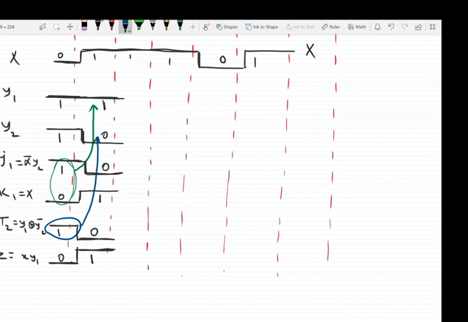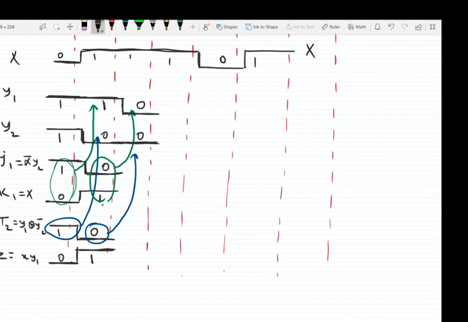Now again, using these two values, let me change the color to green. Using these two values, we determine the next state of Y1. Okay, so it's 0, 1. 0, 1 means reset, so Y1 will be reset to 0. What about Y2? Y2 is determined by T2. T2 is 0, means no change, so Y2 is 0.